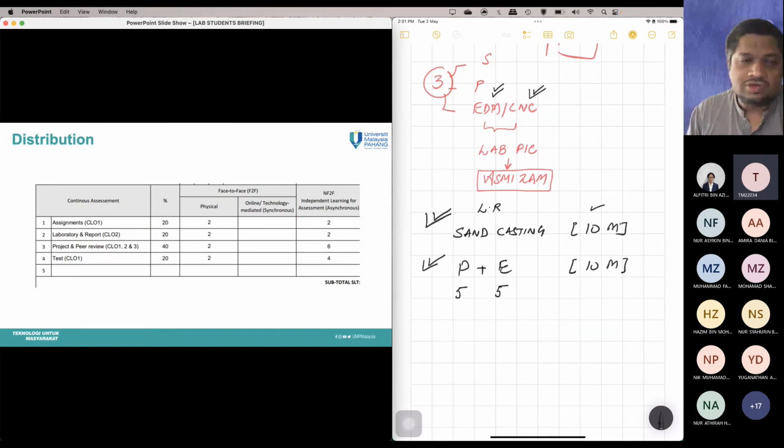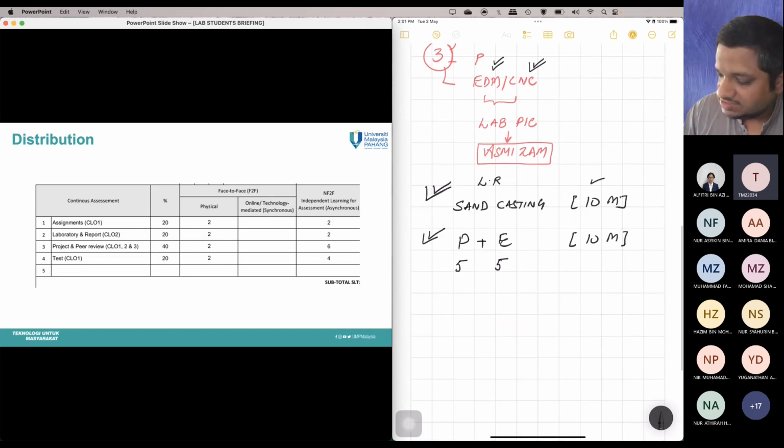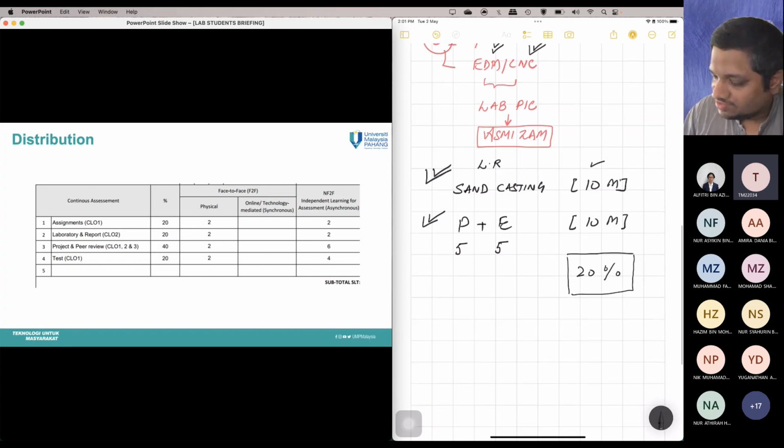So for your course, we have got assignment 20 marks, lab 20 marks. That is why sand casting plus plastic and electric discharge machining is 20% marks of your course. So you have to submit 3 lab reports, 1, 2, and 3, and then you can get 20% marks. For midterm, 20% marks you already have complete, and now we are going to complete the lab section of our course, which will be equal to 20% of the marks.